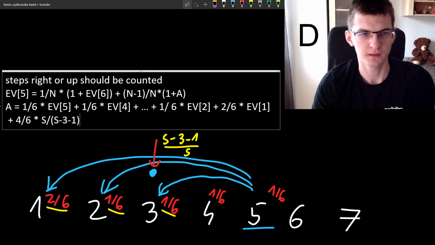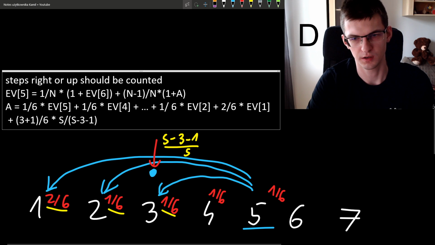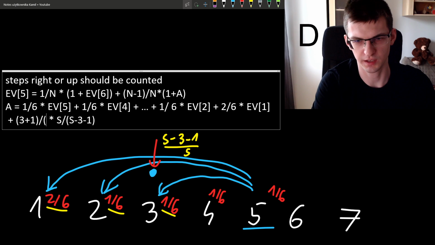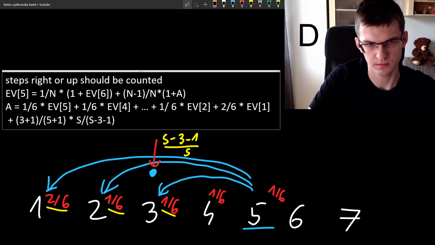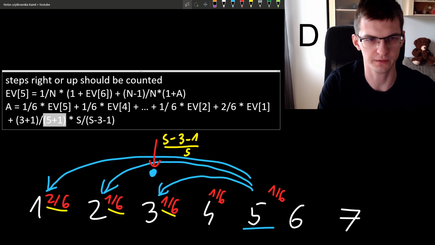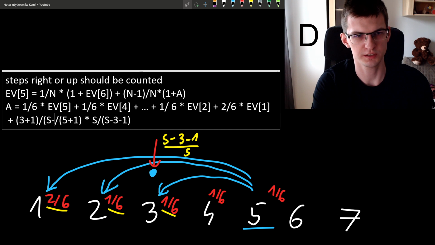Okay, this 4 comes from 3 plus 1 over 6. 6th is a number 5 plus 1. This is my current thing. So what if I transform this a little bit? S is a constant, 5 plus 1 is a constant because I'm in state 5. So this is 3 plus 1 over 6 minus 3 minus 1 times 6.